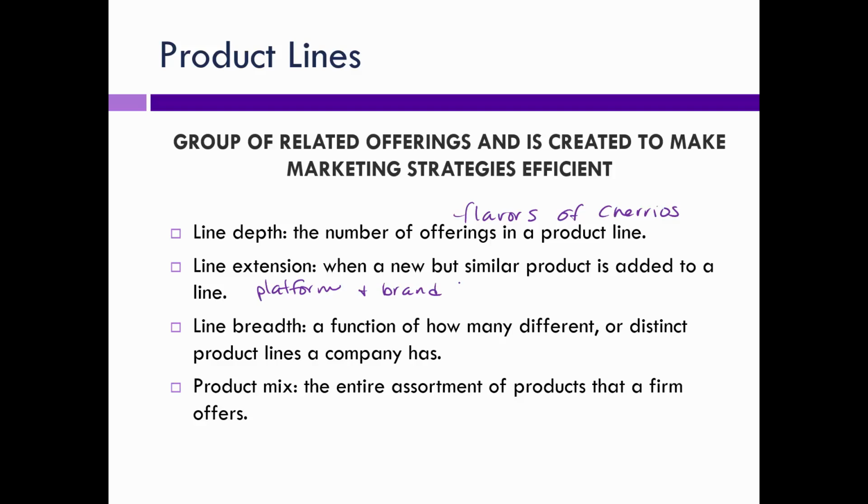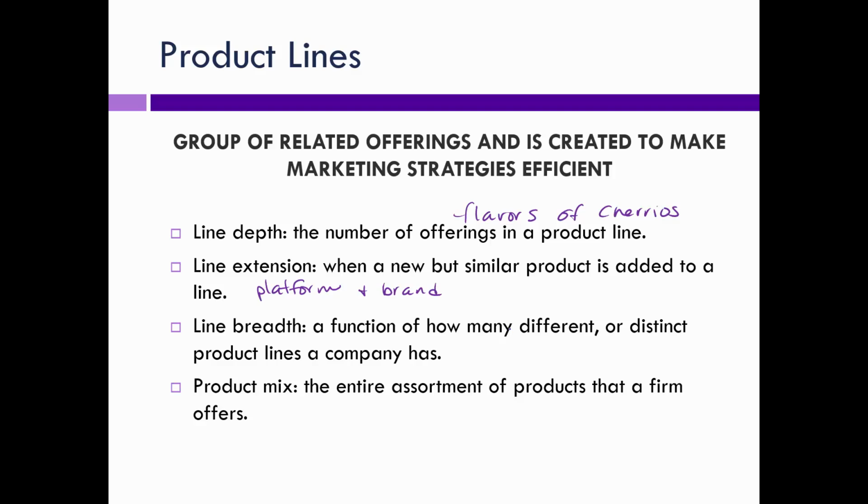And then even within there, you can have the different levels of memory in it, and so you've got some variations, but it's still the same platform and the same brand. A line breadth is how many different lines you have. So you might have, I think the example they used in the book was Campbell's soup then has the Chunky brand as well, and they're both Campbell's, but they're 2 different brands within there. And so the more you have, the broader the line is.